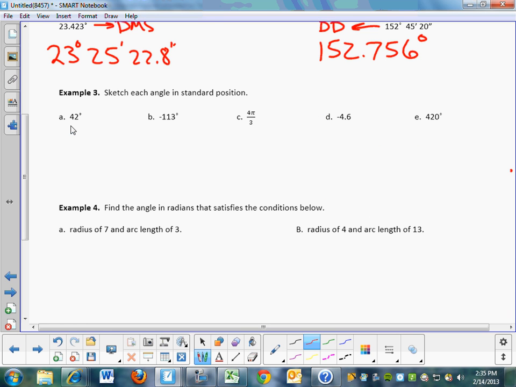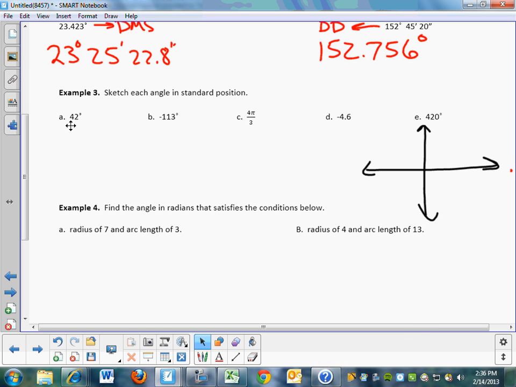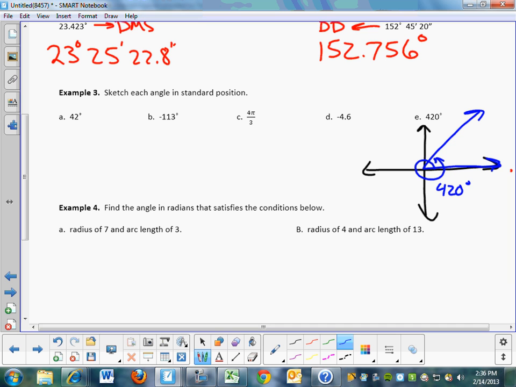All right, 420. Here we go. What's different about that one? More than 360, so I have to show as I draw the angle that I go around more than once. So that's my initial side, and I go around how much further than once? 60 degrees more. Good job. That's that. Got the idea?